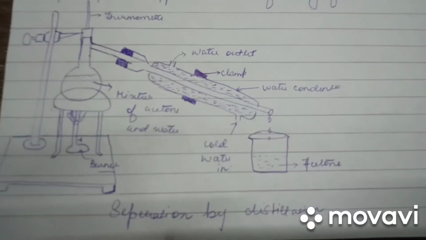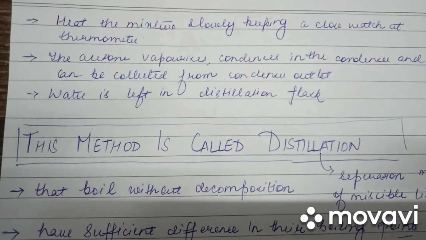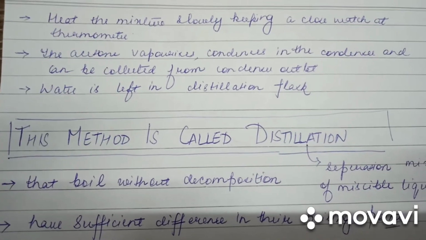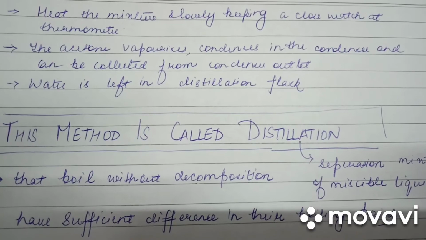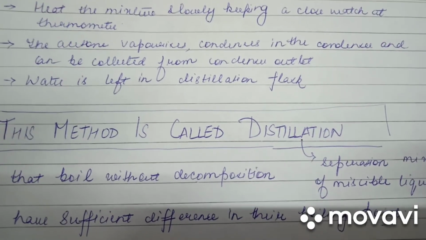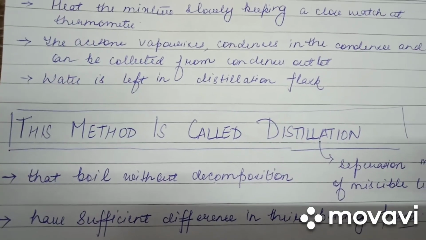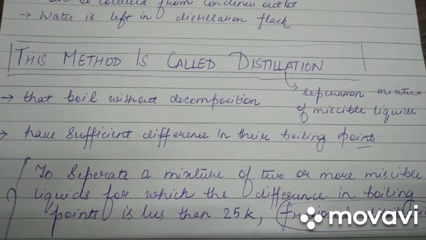Let us now discuss the process of distillation. The mixture of water and acetone is slowly heated, keeping a close watch on the thermometer. The acetone vaporizes, condenses in the condenser and can be collected from the condenser outlet. Water is left in the distillation flask. This method is called distillation.